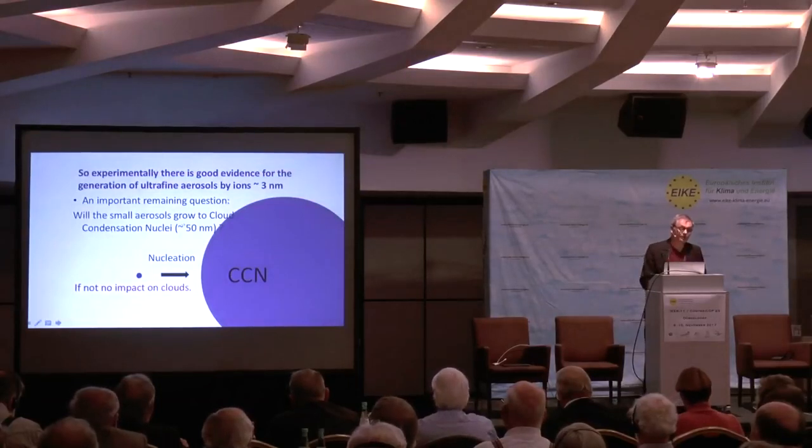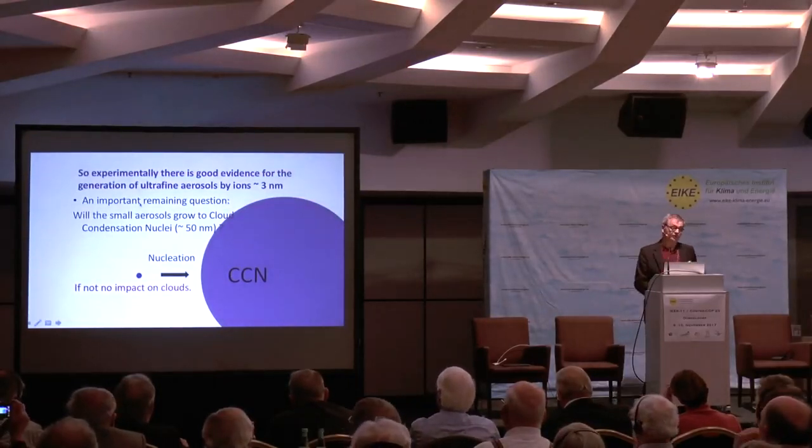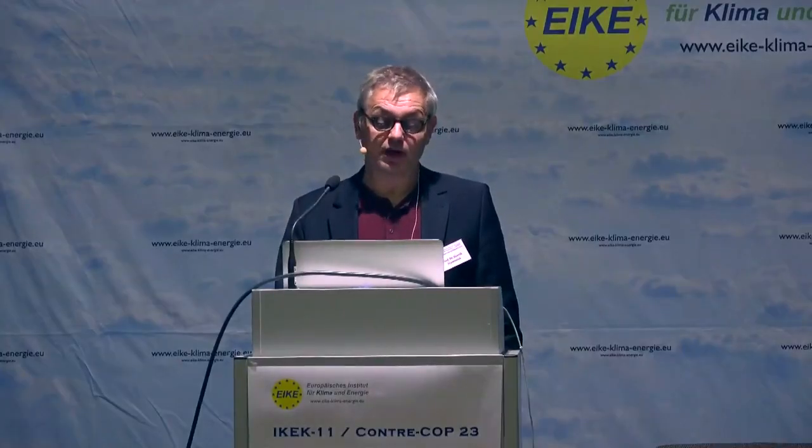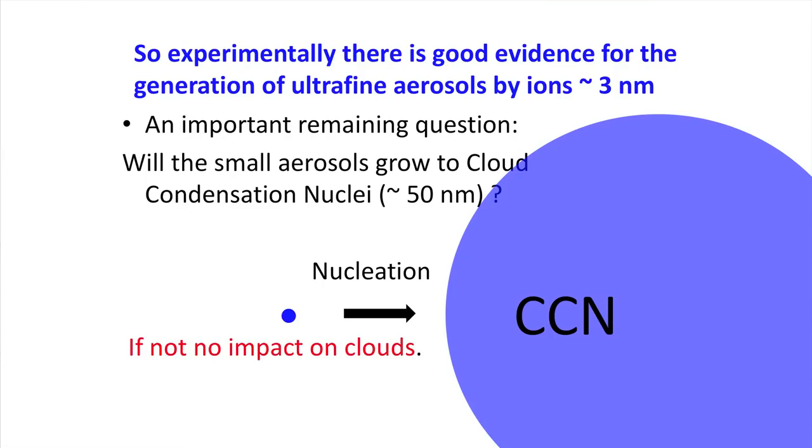The big problem, the next question, which at first I didn't think was a problem, is that when you have this small nucleated particle, it has to grow to cloud condensation nuclei. And the mass has to increase almost a factor of 1 million. So the growth process here is extremely important, because when the particle is very small, it cannot affect clouds. It has to have a certain size.